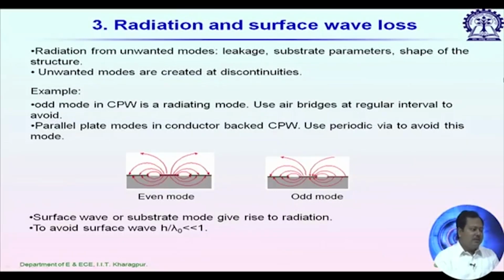Next is radiation and surface wave loss. Whenever we have any discontinuity in the structure, let us say an open-ended stub, a metal-dielectric discontinuity, or a dielectric-air boundary, or you have some impedance step in your semi-open structure, for example a microstrip impedance step, it will radiate. The amount of radiation depends on the structure, and the direction of this radiation is random.